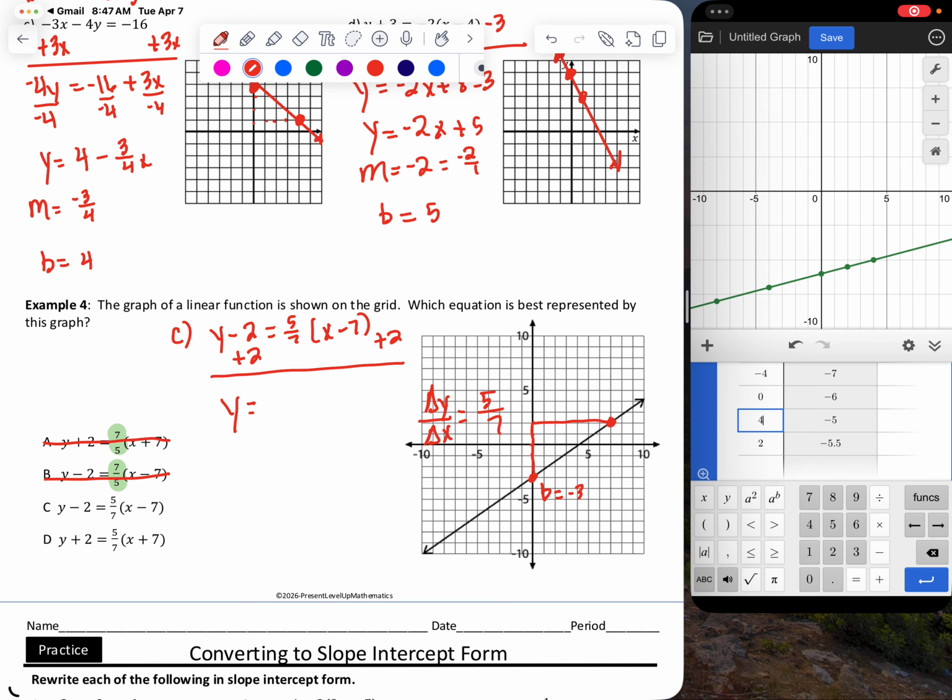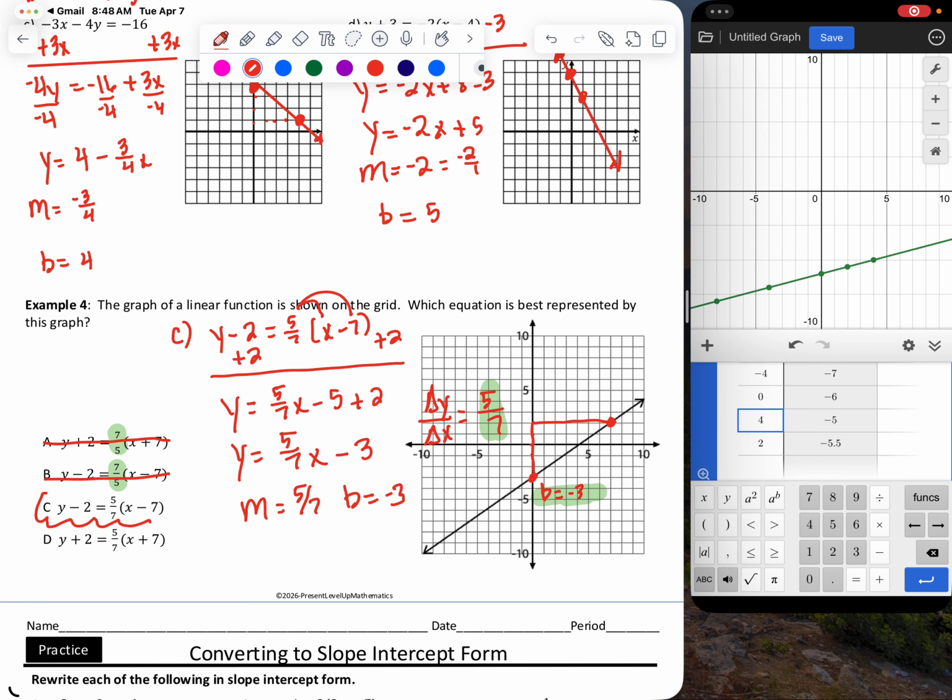So y would equal, now I'll distribute, 5 over 7 times x would be 5 7's x. 5 over 7 times negative 7 would be negative 5, and then we have plus 2. So y equals 5 over 7x. Negative 5 plus 2 is negative 3. So our m is 5 over 7, and our b is negative 3. Well, looky there. We got lucky because our b is supposed to be negative 3, and our m is supposed to be 5 over 7.